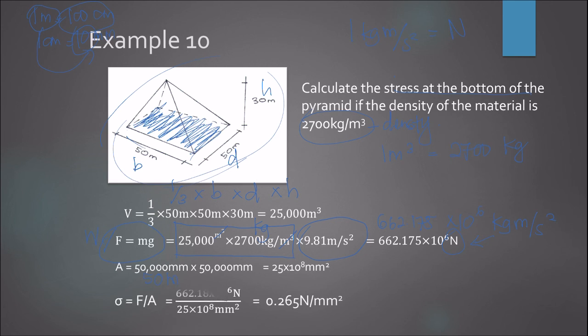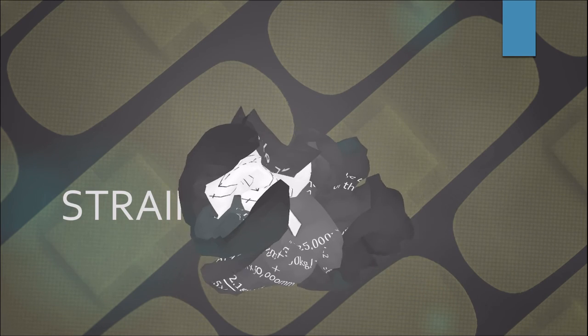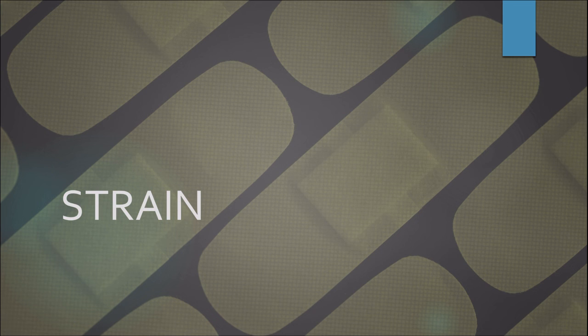Then you just simply kira dia punya stress, which is 662.175 times 10 power of 6 divide with 25 times 10 power of 8. And you dapat 0.265. So 3 decimal places. Okay, we are done here. Then we are finished with the stress.